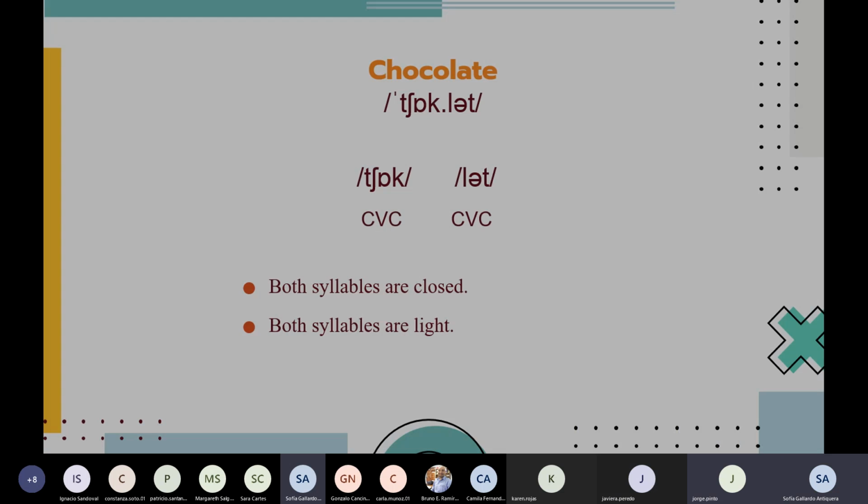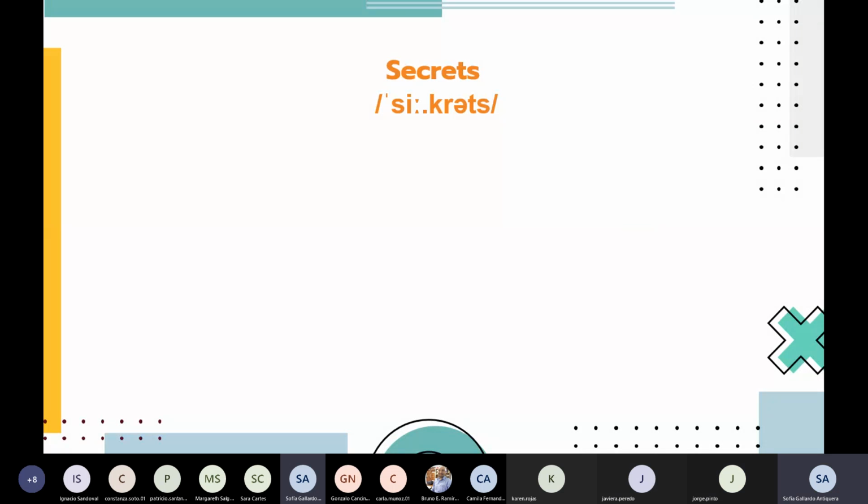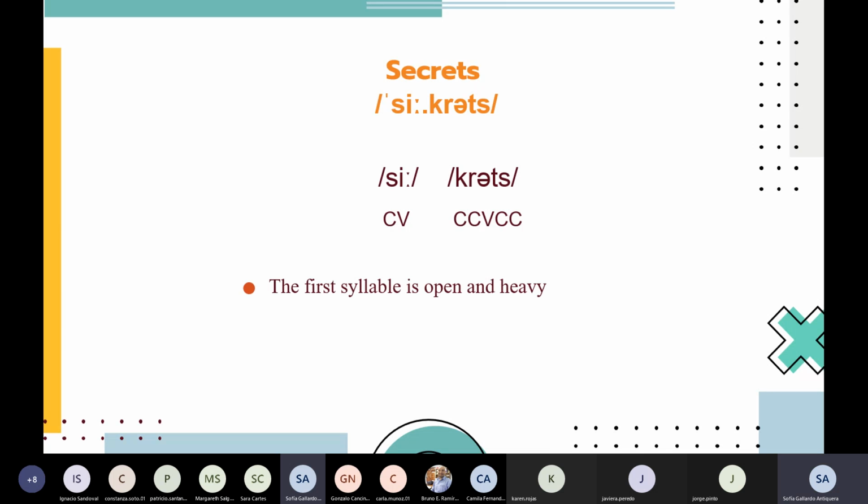Now we have the word secrets. It also has two syllables, right? The first one being se and the second one being crets. If we separate them, it would look like this. Now, in the first syllable, we have a consonant and a vowel, which is C and V. And for the second syllable, we have a consonant, another consonant, a vowel, a consonant, and a consonant. In this case, the first syllable is open and heavy, and the second syllable is closed and heavy.